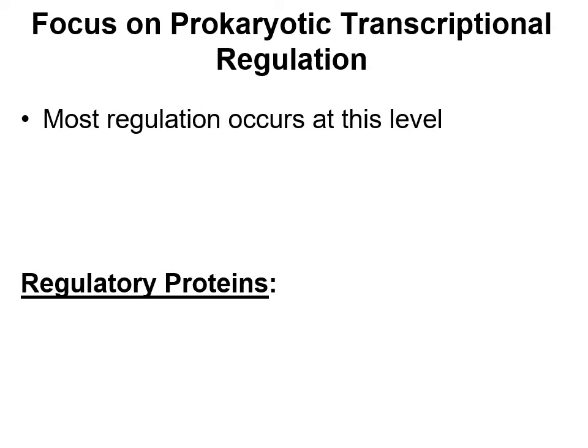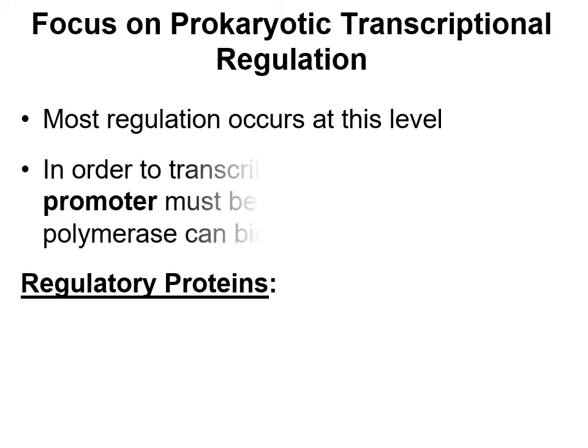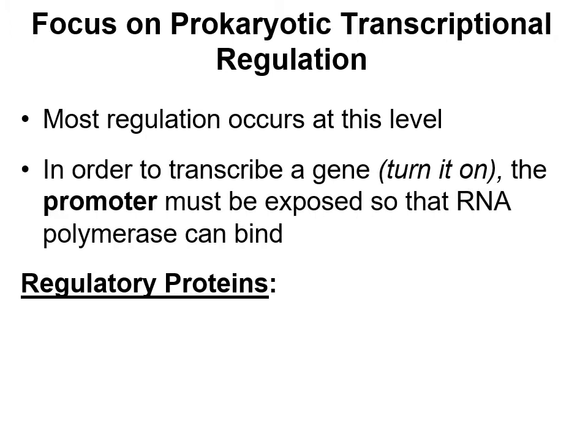So we will focus on prokaryotic transcriptional regulation. This is the most efficient place to do the regulation. And in order for this gene to be read, for the bacteria to take this gene and turn it into protein, there is a promoter region before it, and that essentially has to be accessible by RNA polymerase. It has to be able to bind there so they can begin the transcription.